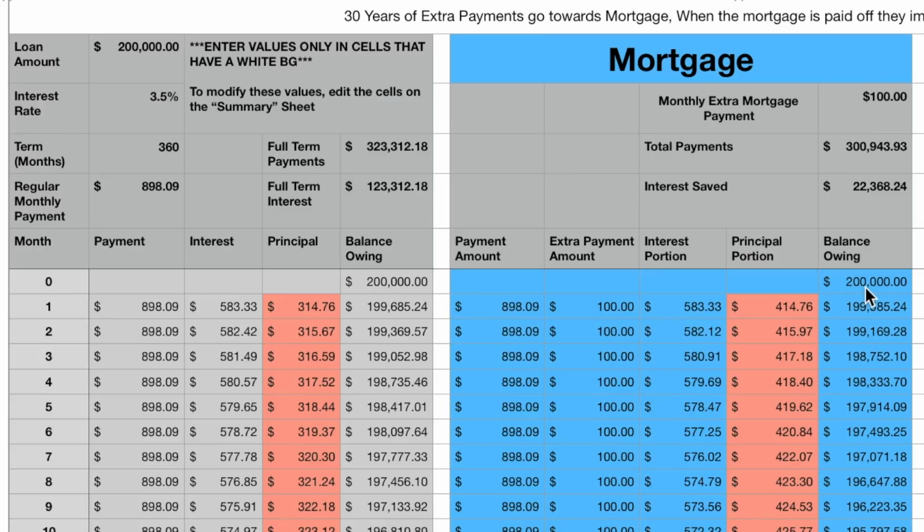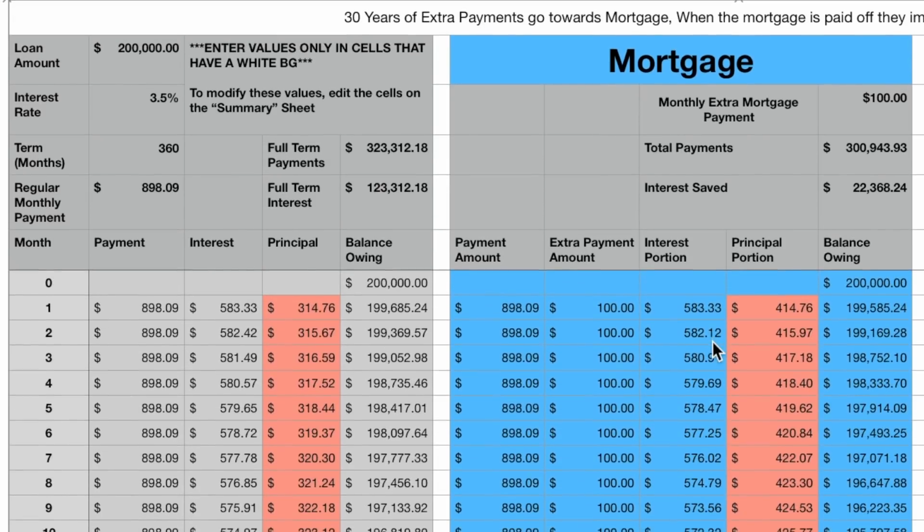In this scenario that we're running, same $200,000 balance, the payment goes through of $898, an additional payment of $100 applies directly to this principal portion. So the interest is the same, $583 and $583, and the principal is greater by $100, so $314, and this one's $414. So the balance owing is decreased by $100, so $585 compared to $685. What that does is it decreases the interest in the following month. So without making that extra payment, in the second month, the interest would be $582.42, and this would be $582.12. Not a big difference now, but it makes a huge difference further along.